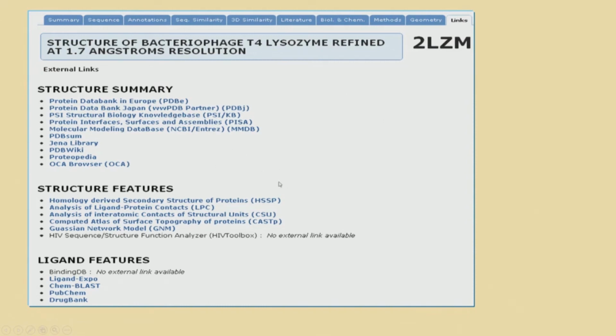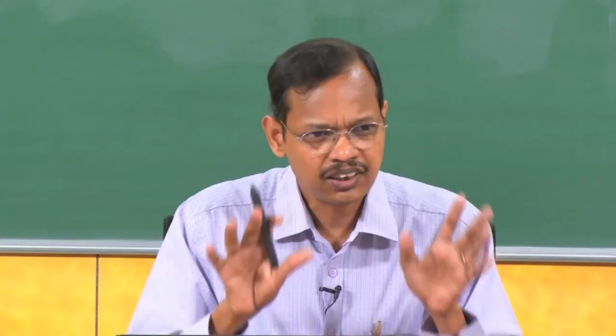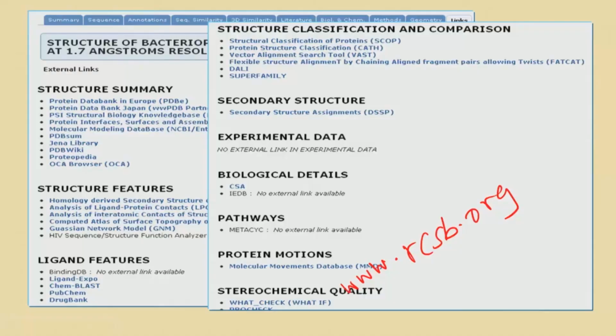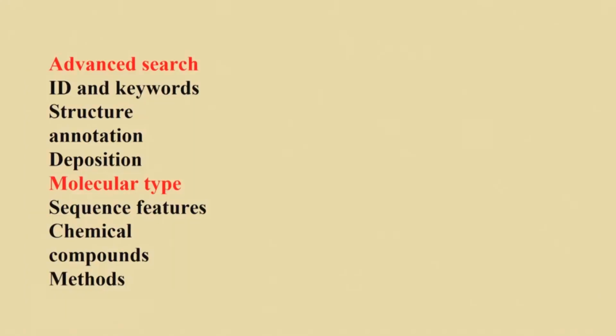When you go to the PDB, rcsb.org, you can get all the information regarding a protein. Just try with any PDB ID and see the details available in the Protein Data Bank. There are classifications, biological details, and other information regarding pathways and motions and so on. The PDB has several options to search and to get the data.